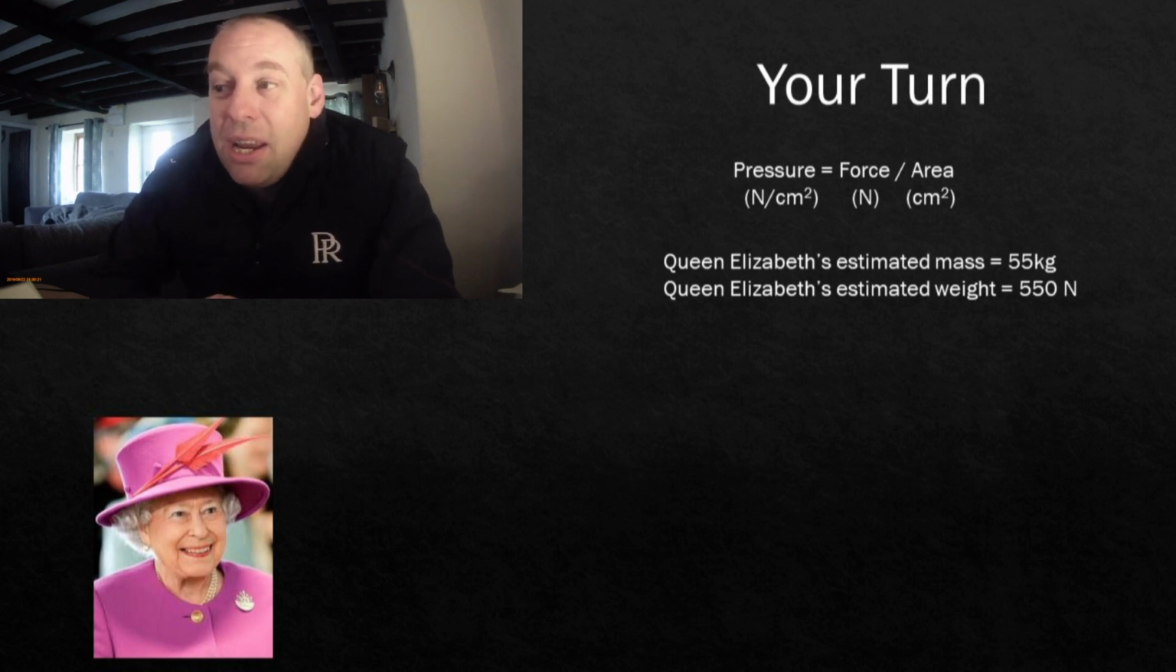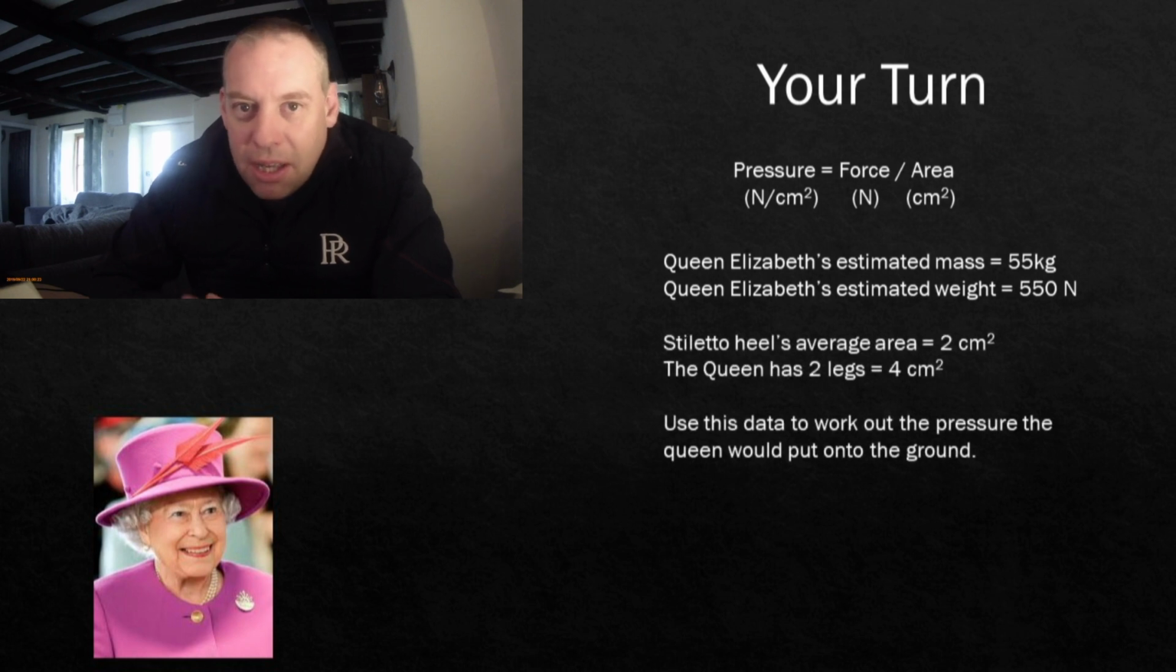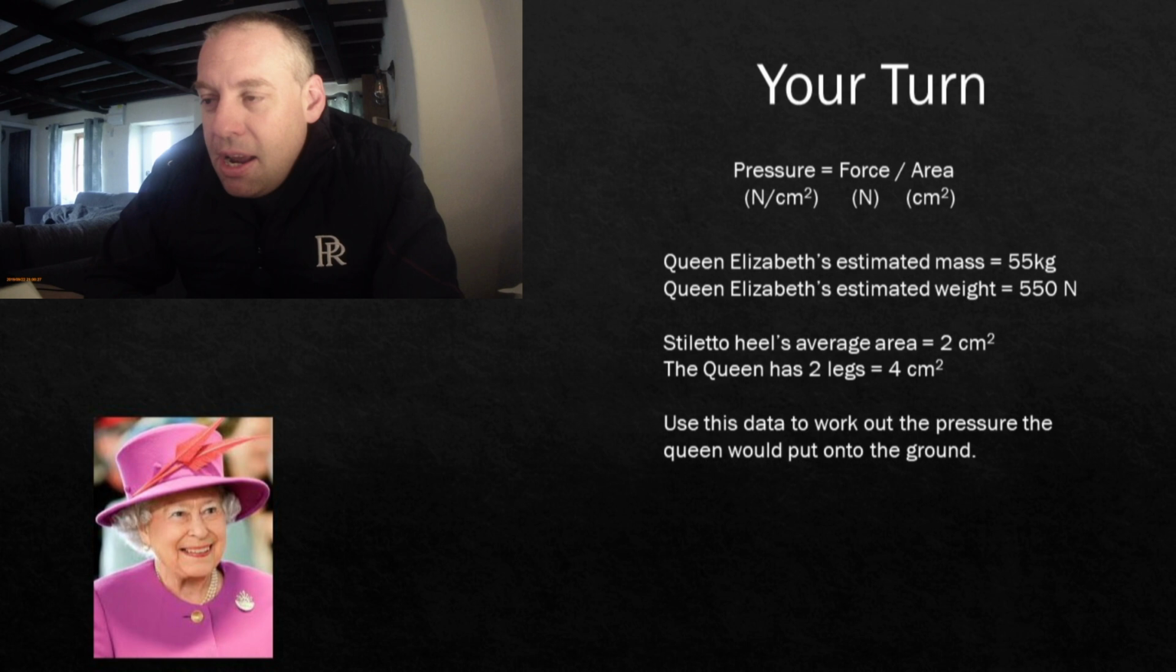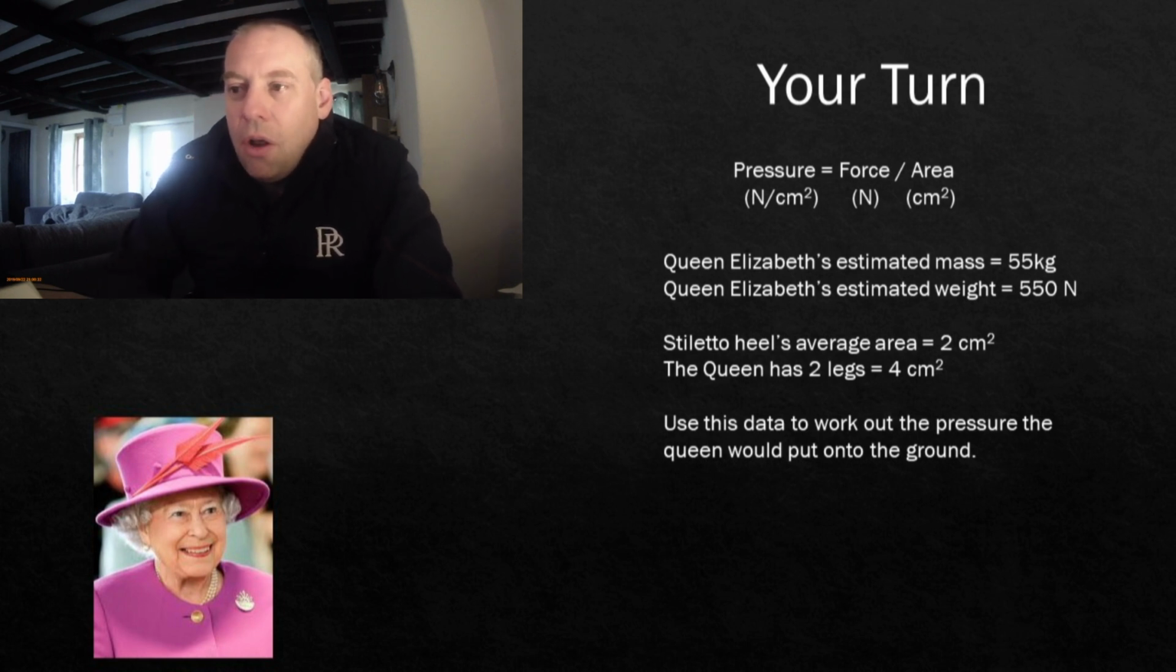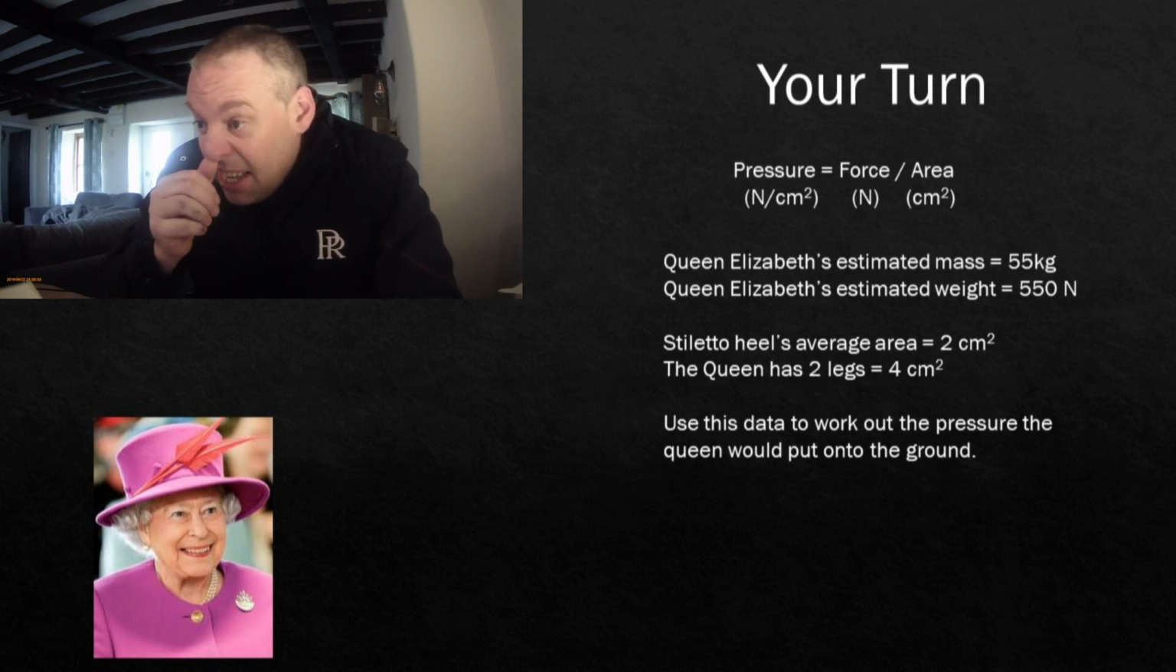A stiletto heel. Now, I was using the picture that I showed there, and I'm going to imagine that for some mean reason, she has leant back and put all her weight on the thin area of the heel. So the area of each heel is 2 centimetres squared. The Queen has 2 legs, and so therefore the overall area of just those thin points of stiletto is 4 centimetres squared.